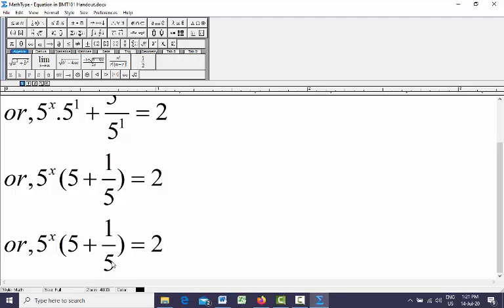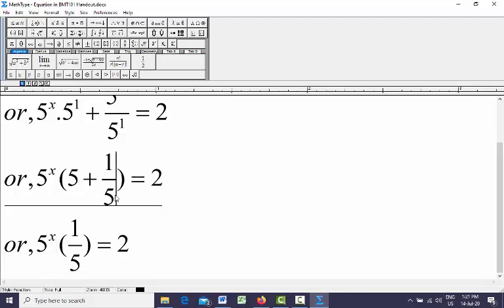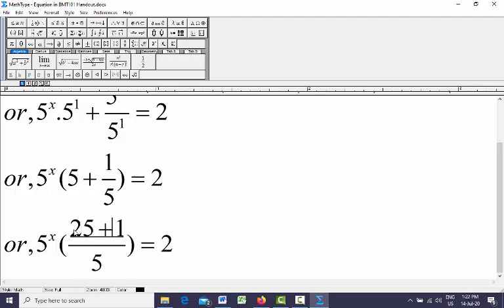So now we can add these two. So that means now, if you take an LCM, or Loshagu in Bengali, you will get what? You will get here 5 multiplied by this 5, we get here 25 plus 1, and like this.